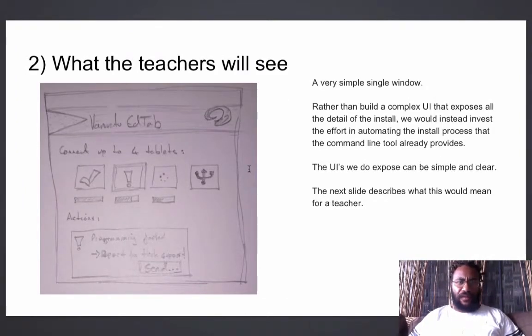So what will the UI look like? What the teachers will see is a very simple single window. Rather than build a complex UI that exposes all the detail of the install, we would instead invest the effort in automating the install process that the command line tool already provides. The UI we do expose can be simple and clear. The next slides will describe what will happen for teachers.